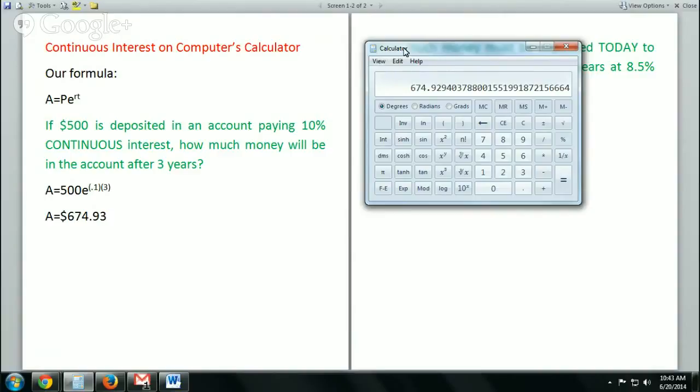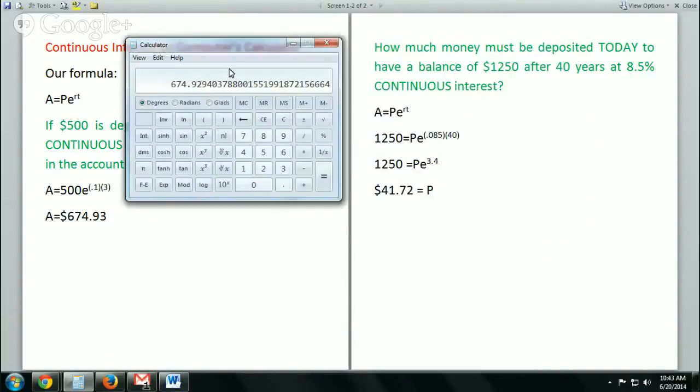Now that problem was pretty straightforward, but maybe a little bit harder problem is this one. How much money must be deposited today if we're going to have a balance of $1,250 after 40 years with continuous interest at 8.5%? Now, same formula because we're using continuous interest. So A is equal to P e to the rt. This time, though, we know the final amount. We know $1,250 is what we want in the account at the end of the time period. We do not know the principal this time.